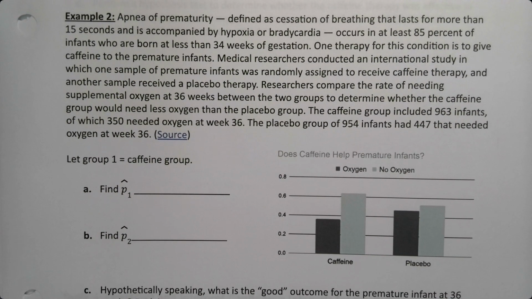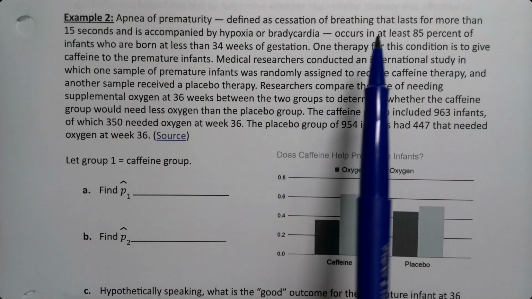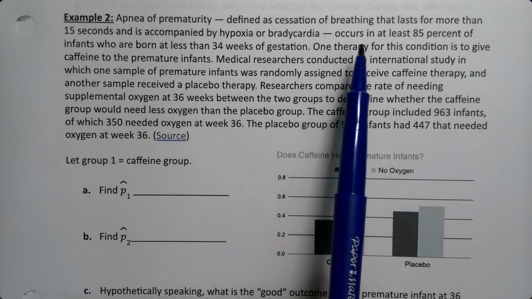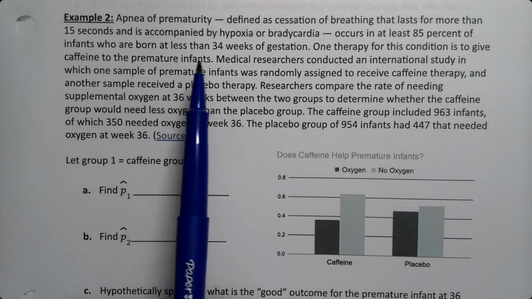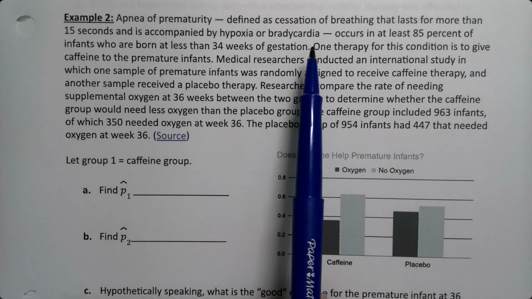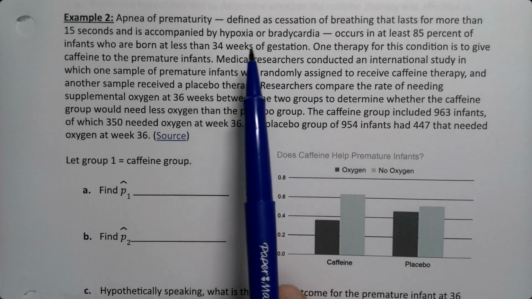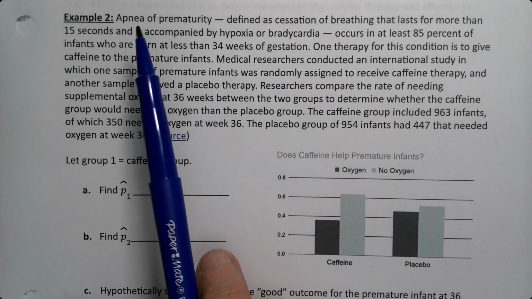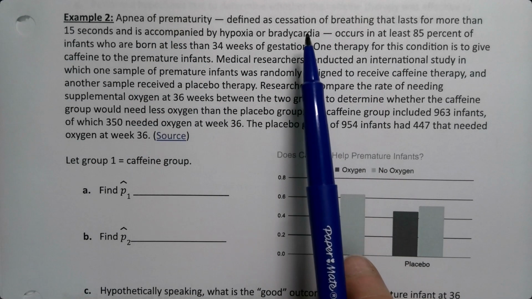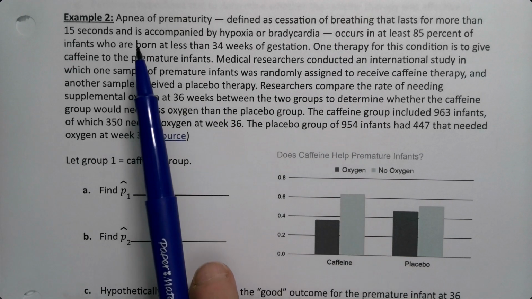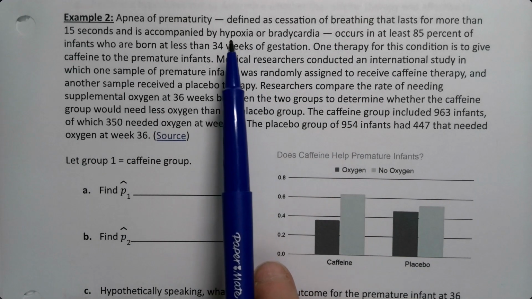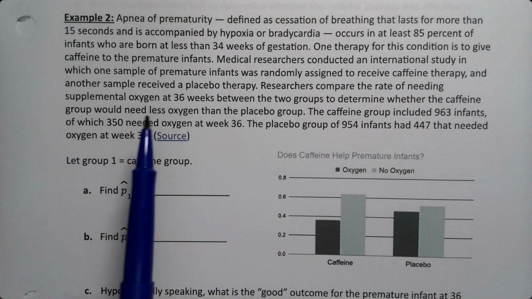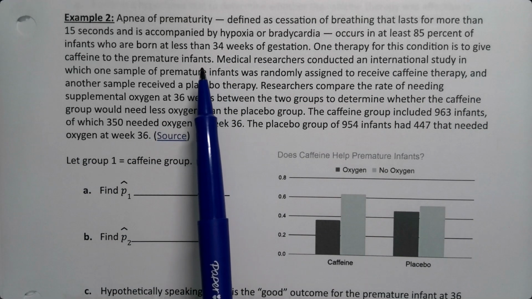All right, apnea of prematurity, defined as cessation of breathing that lasts for more than 15 seconds and is accompanied by hypoxia or bradycardia, occurs in at least 85% of infants who are born at less than 34 weeks of gestation. So what we're talking about here is when babies are premature and they're little, they can have problems with breathing, right? Apnea means they're not breathing. Cessation of breath means they stop breathing for 15 seconds or more. And it creates hypoxia, it creates low blood oxygen, things like that. All right, so one therapy for this condition is to give caffeine to the premature infants. So they put caffeine in their IVs, for example.